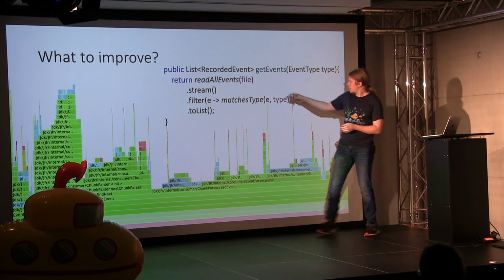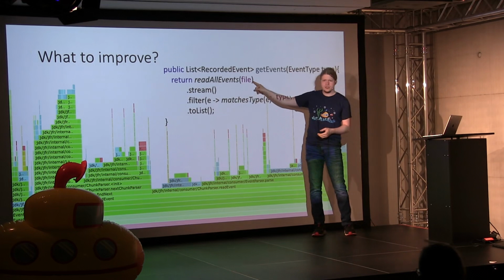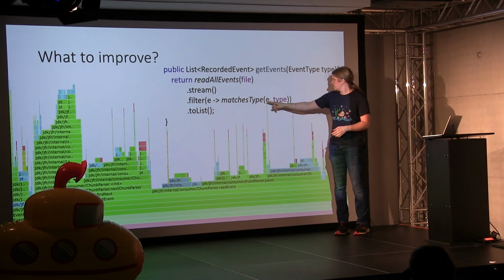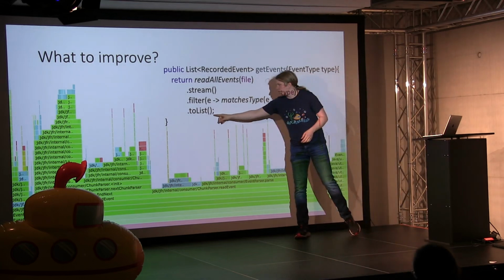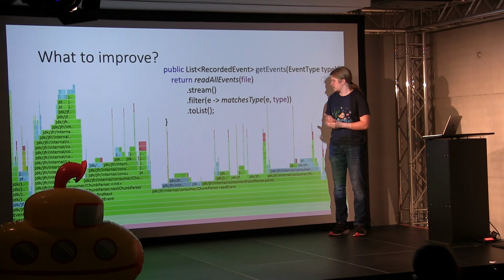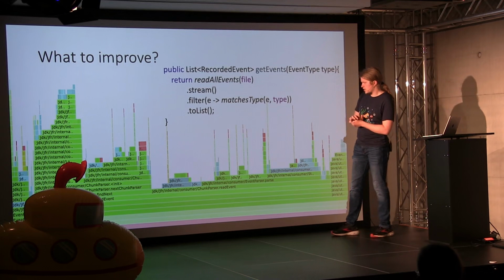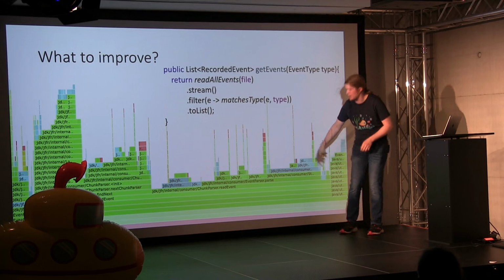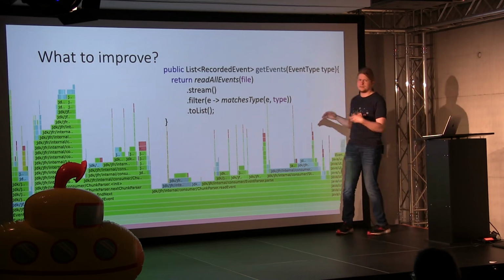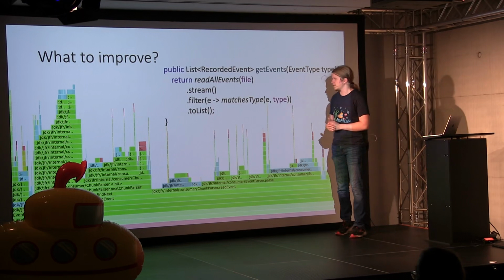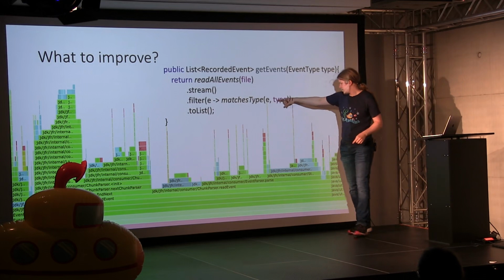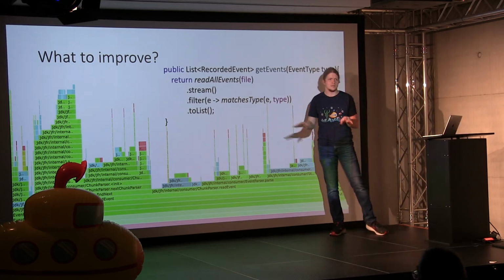But what is this code? It just reads all events. This returns a list of events. Then it uses the Java Stream API to filter it. It matches the type, and then it returns a list. And so what we see here is that most of the time, almost all of the time, is used up in this read all events method, and then a bit in the toList method, but toList is really a cheap method. And almost none of the effort is spent in the matches type method. So the regular expression isn't really a problem.